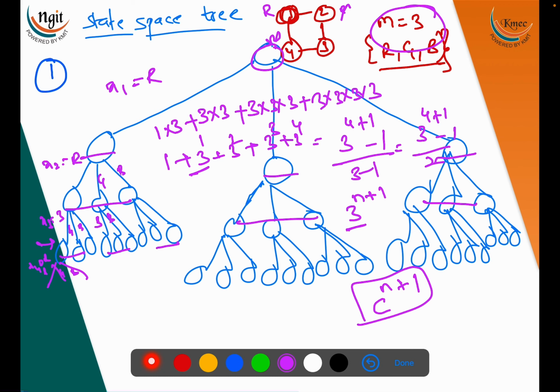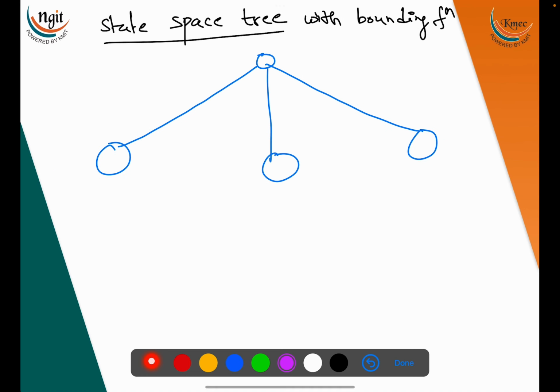That means applying the bounding function. Once you apply the bounding function, what is your bounding function? When the possibility is not there, when you are not satisfying the constraint, we just kill the node and there is no more extraction from this. So you will definitely reduce time complexity, right? Now let's see that. So I'm taking the other state space tree, and here I'm using the bounding function.